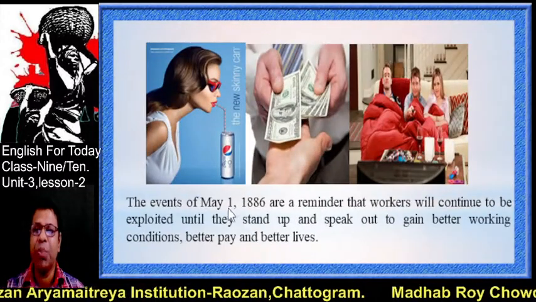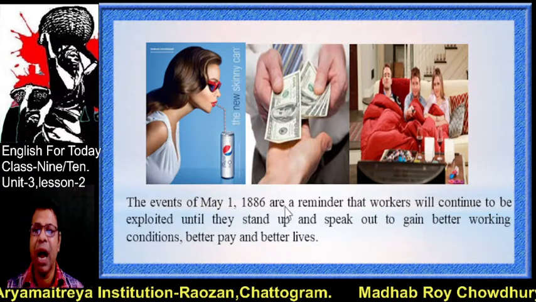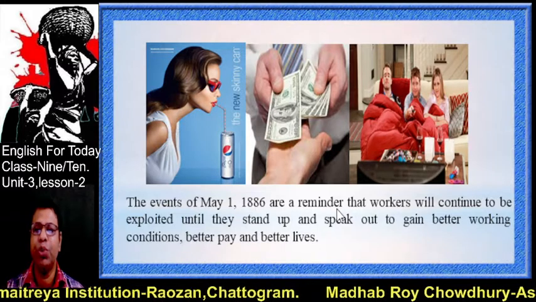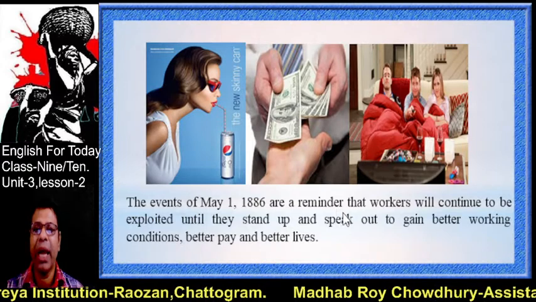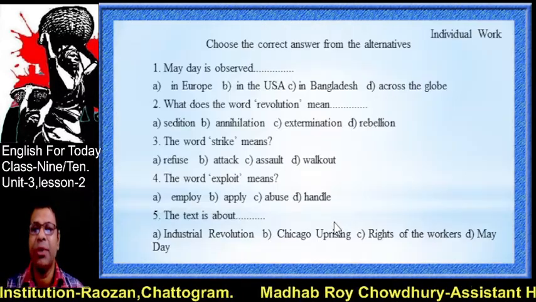The events of May 1st, 1886 are a reminder that workers will continue to be exploited until they stand up and speak out to gain better working conditions, better pay and a better life.